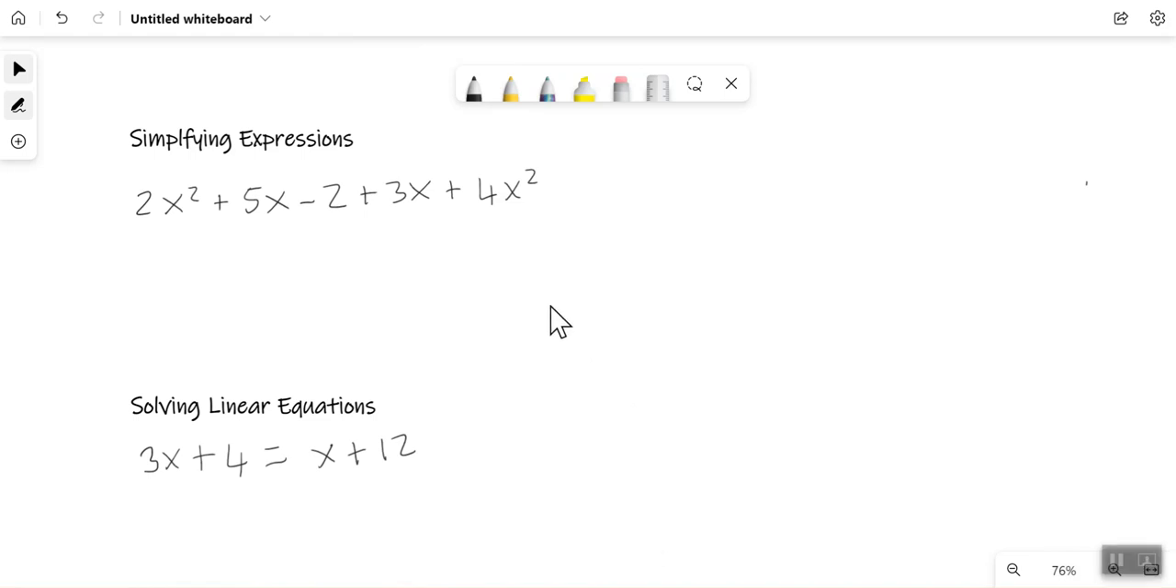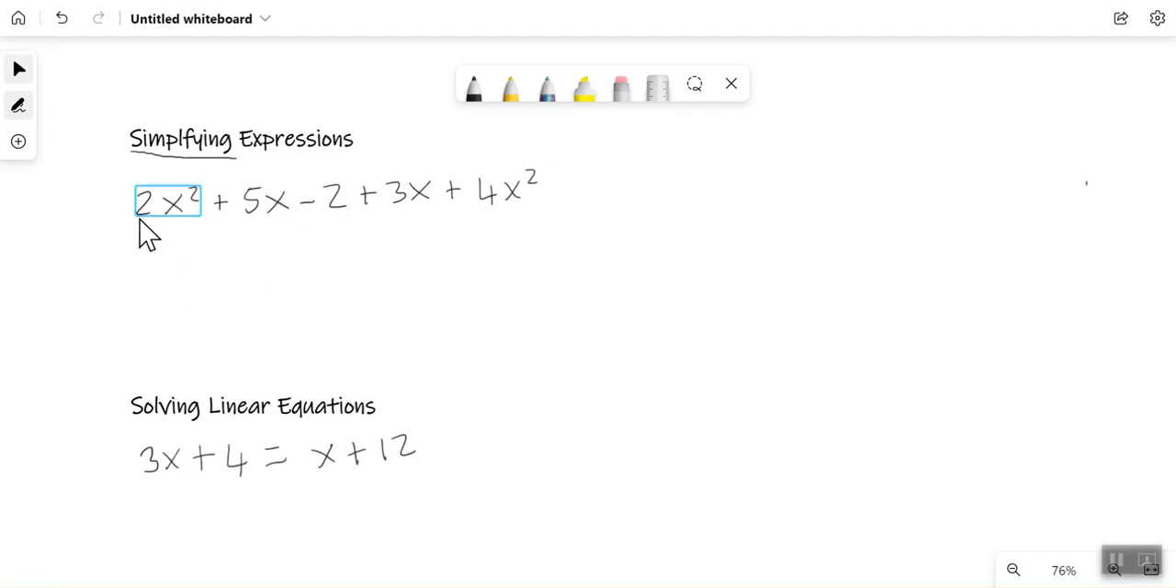So the first thing we want to look at is simplifying expressions. Simplifying, as it implies, means to make simple. So basically what we're trying to do is take this long, complicated algebra expression and boil it down into as few terms as we can. In an algebra expression, each of these parts is called a term.